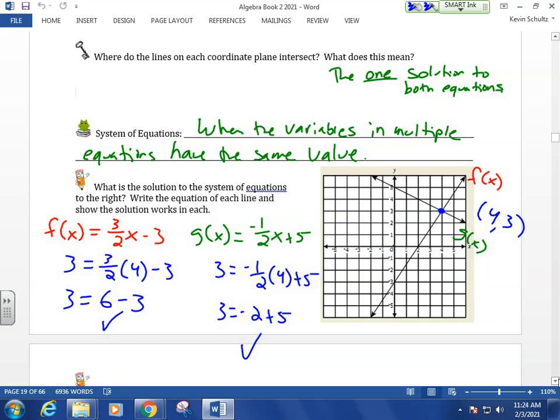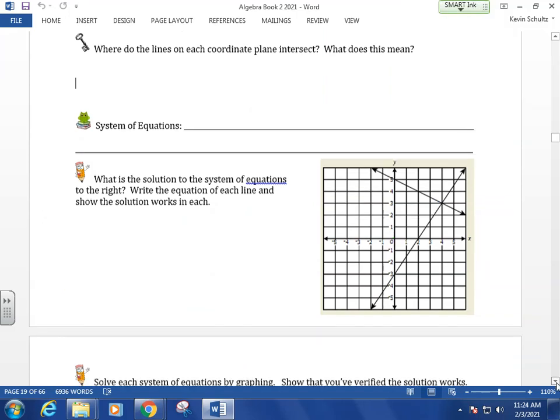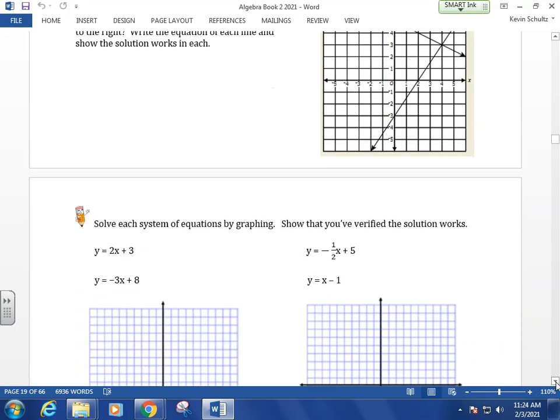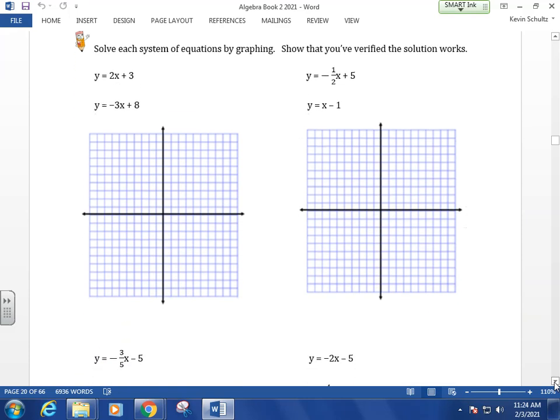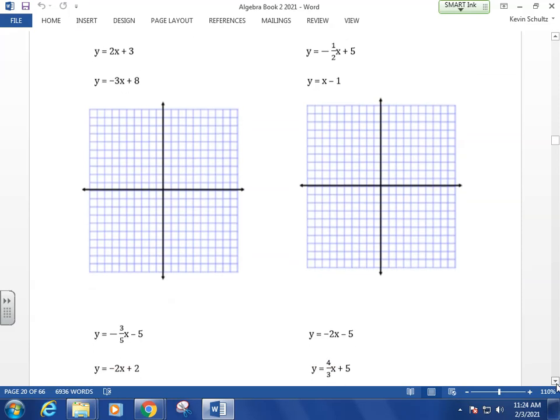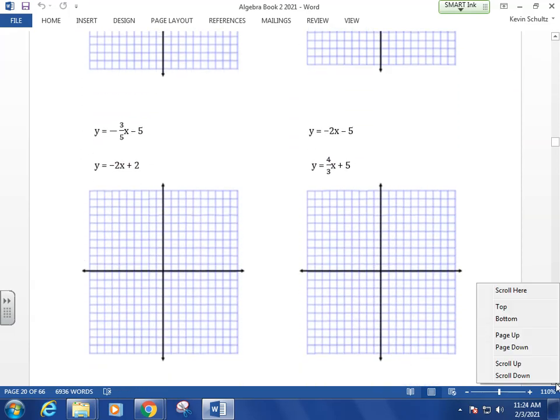Okay. All right. Well, the second page has more opportunities for you to practice, 4 of them, in fact, and it says solve each system by graphing and then show that you verified the solution works. I bet we can get one of these done together in class here. So which one would you like to do? 1, 2, 3, or 4? 3. That's the same one the last class picked. That's good. Well, it's fine. You're the only one to say anything.